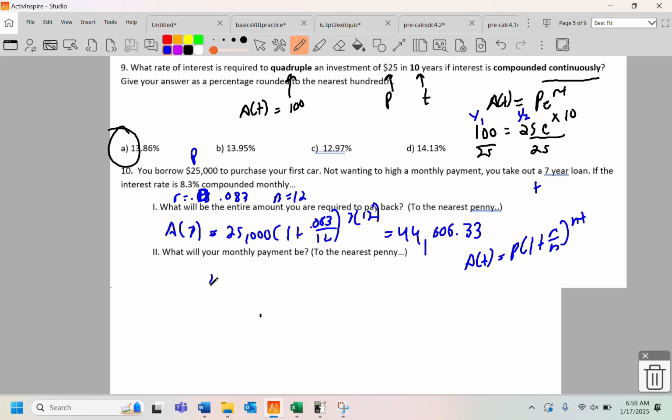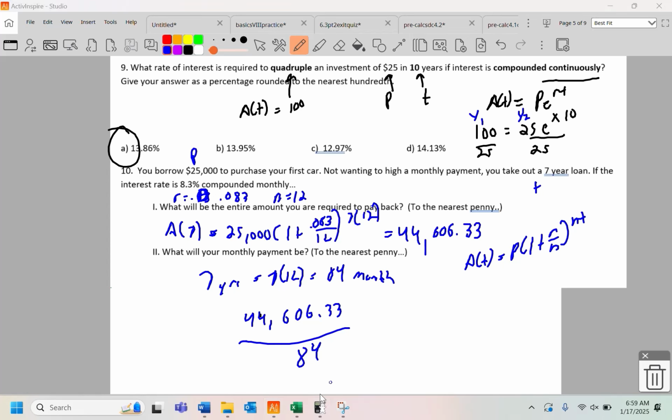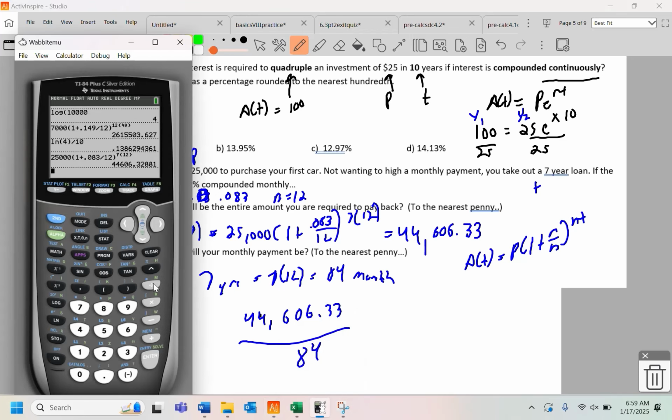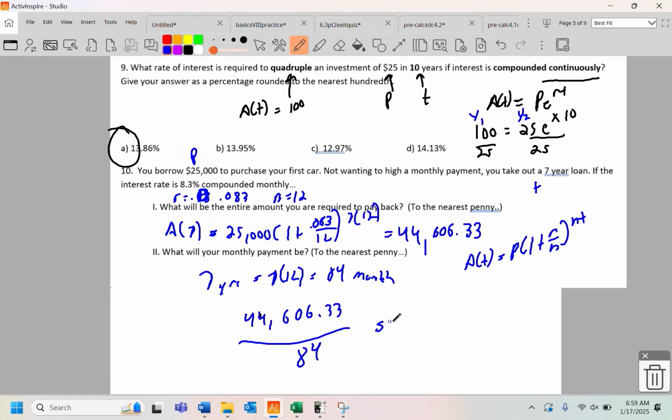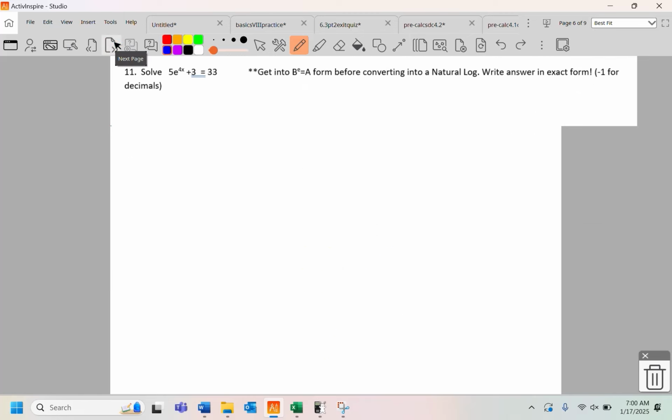Your monthly payment: 7 years is 7 times 12, 84 months. So we're going to take what we owe and divide it by 84. $531.03. Perfect. Getting closer to being done.